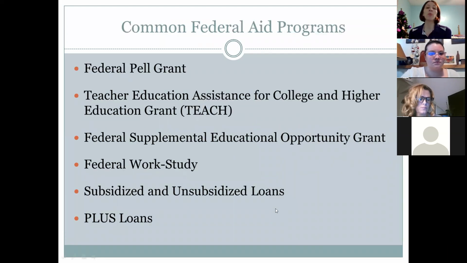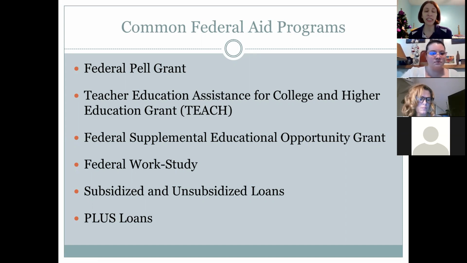Some common federal aid programs that you will see: the largest one that will be in packages is the federal Pell Grant. That is based upon your EFC number. So if your EFC is about 5,100, I believe, or less, might be 5,300, you would actually be eligible for up to about $6,300 in the Pell Grant. And there is a range of that amount, again based upon what your EFC is.